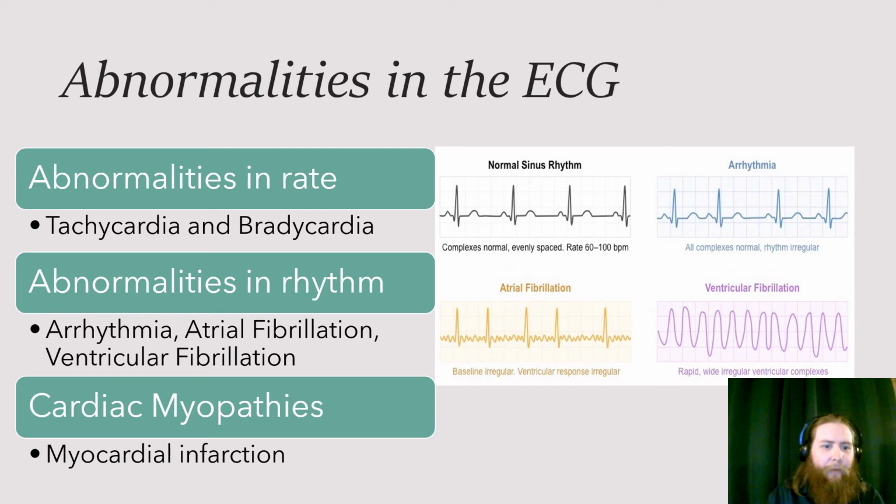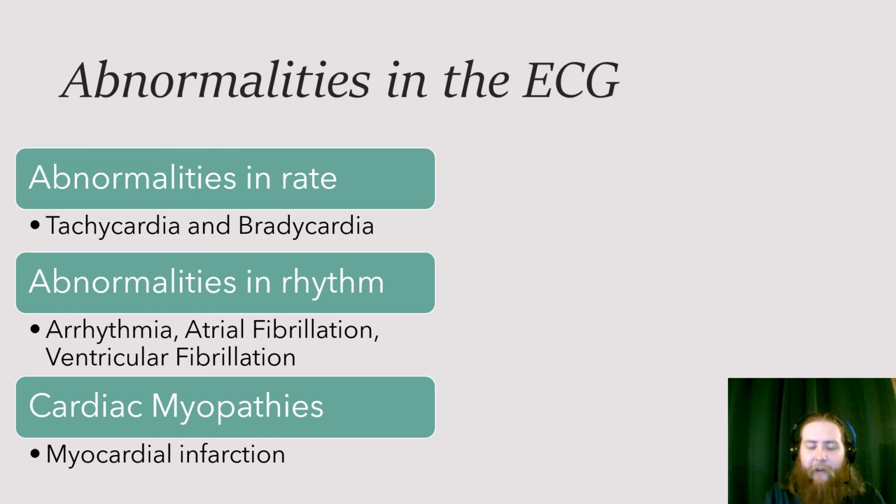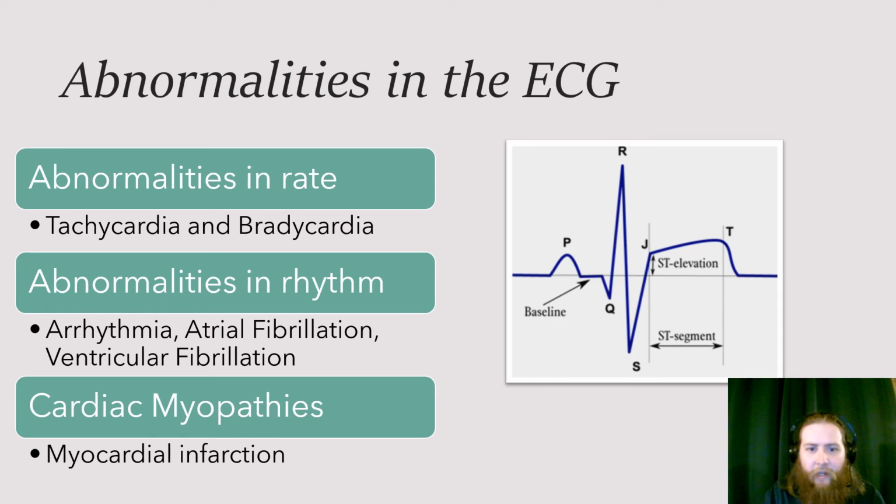In our last abnormality, cardiac myopathies, these are things like myocardial infarction. And in this example, where we have our normal baseline of this T here, this ST elevation, where it's normally down here and then a little hump, now it is a much longer, prolonged thing, as it is taking much longer for those ventricles to repolarize due to necrotic tissue.